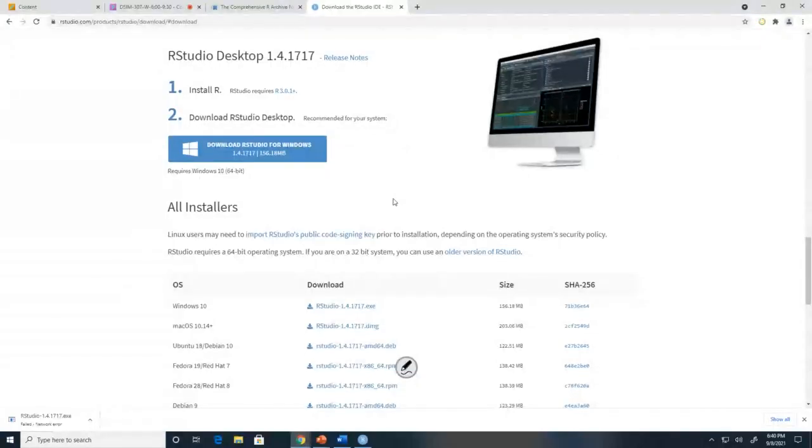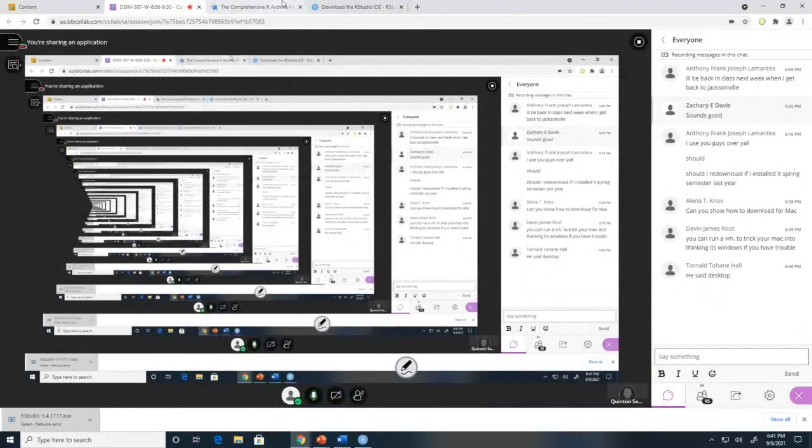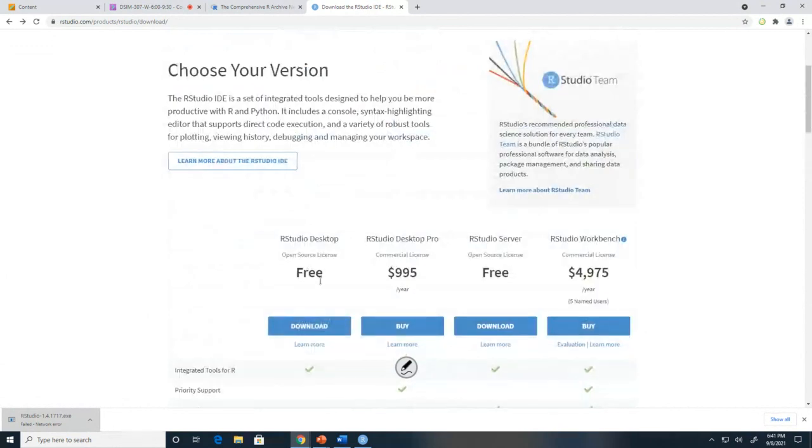Hey, Professor, you said RStudio Desktop, not server, right? Yeah, desktop. The only free one. Well, I guess RStudio, but we're not going to use the server because that's beyond what we would ever use it for. Just the free RStudio Desktop.